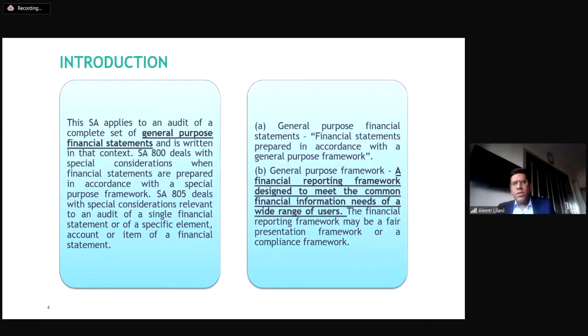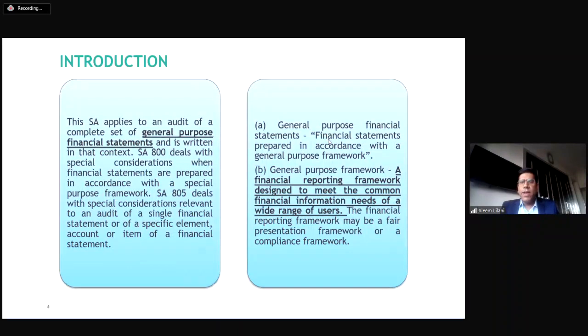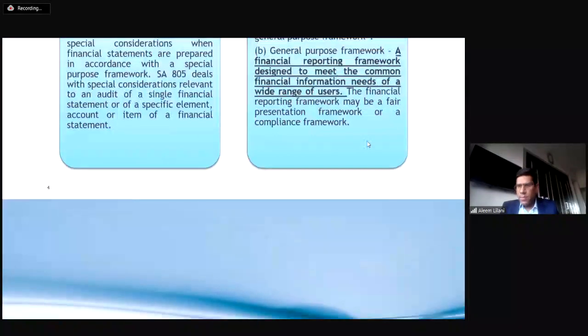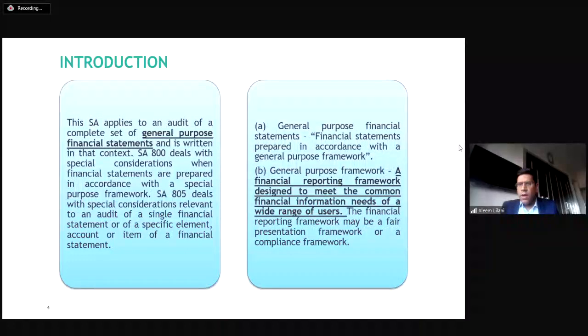A very distinguishing feature of SA700 is that it applies to general purpose financial statements. When I say a general purpose financial statement, it is a financial statement that can be given to multiple people. It is prepared for a general purpose. General purpose financial statements are defined as financial statements prepared in accordance with a general purpose framework. And what is a general purpose framework? A financial reporting framework designed to meet the common financial information needs of a wide range of users.